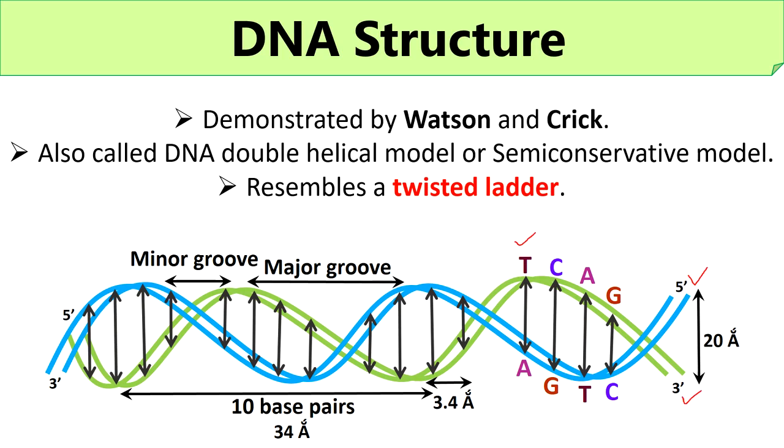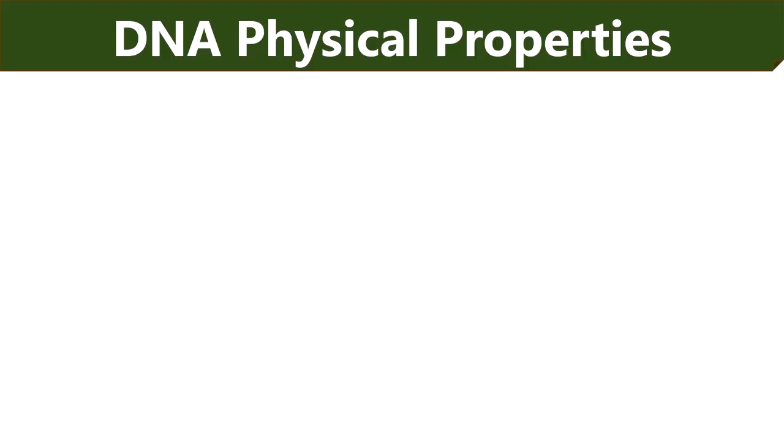The letters T, C, A and G stand for thymine, cytosine, adenine and guanine respectively, that complementarily pair with adenine, guanine, thymine and cytosine. The sugar and the phosphate molecules hold the strands of the DNA.